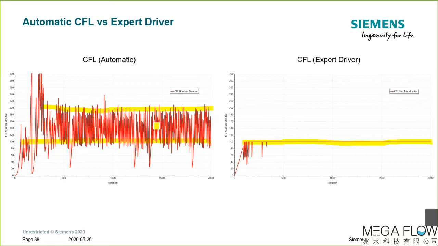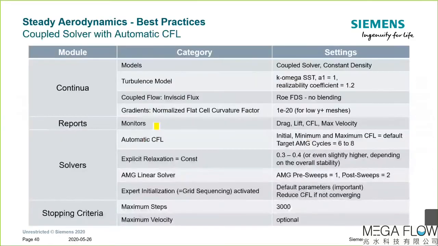But you as a customer, as a user, you don't have to take care of that. You just select automatic CFL and hit the run button. You don't have to think about what is a good CFL number for this vehicle or for this one. It's done automatically by the automatic CFL option, and that's really nice. Again, when we look at the table of settings for the automatic CFL, everything is basically the same.